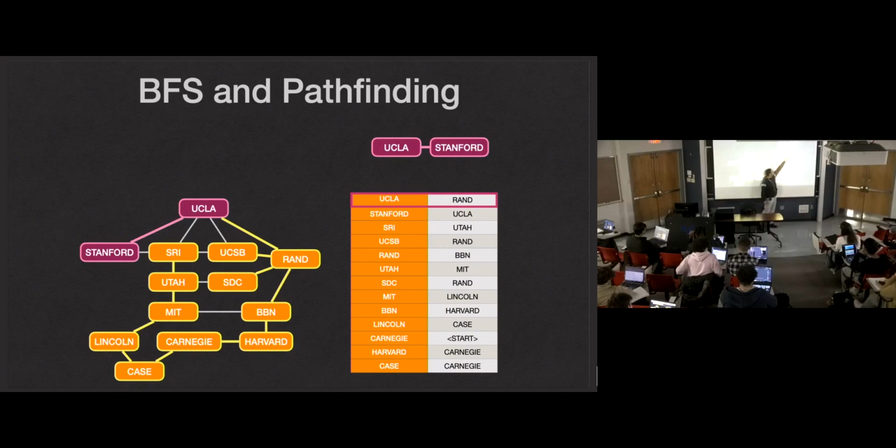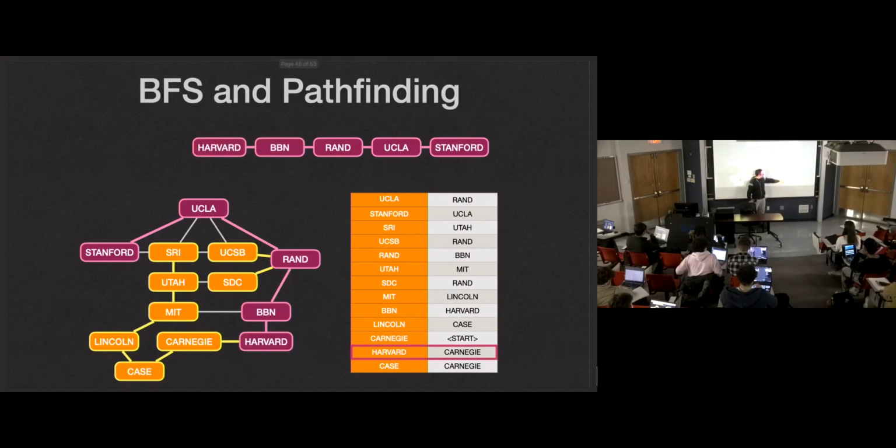UCLA, who found you? Rand. Rand, where did you come from? BBN. BBN, where did you come from? Harvard. Harvard, where did you come from? Carnegie. Carnegie, where did you come from? Yo, man, I'm the starting node. And once we hit that special indicator saying I'm the starting node, we're done. And that's how we can build these shortest paths from the starting node to any node in the graph.